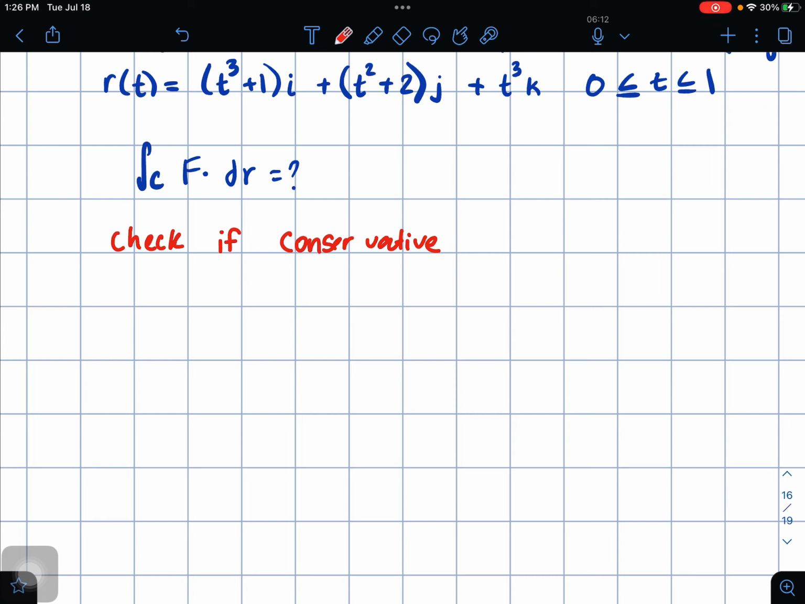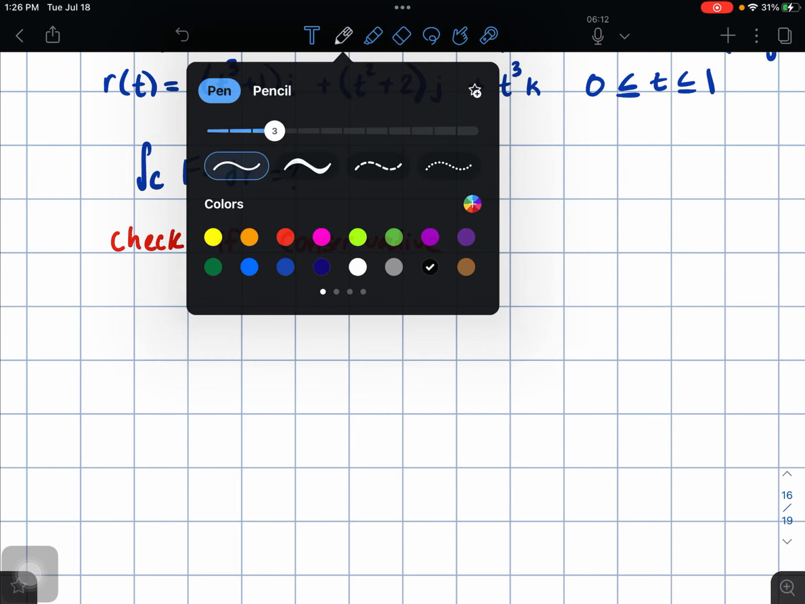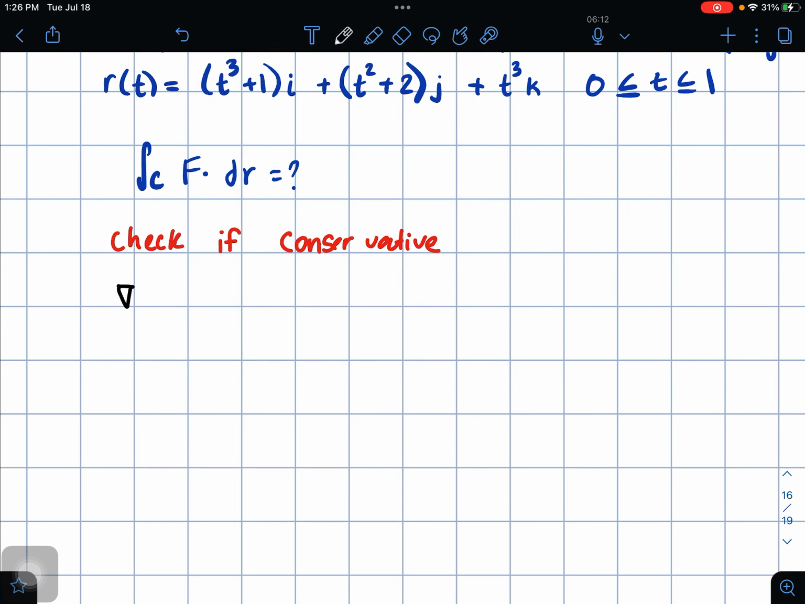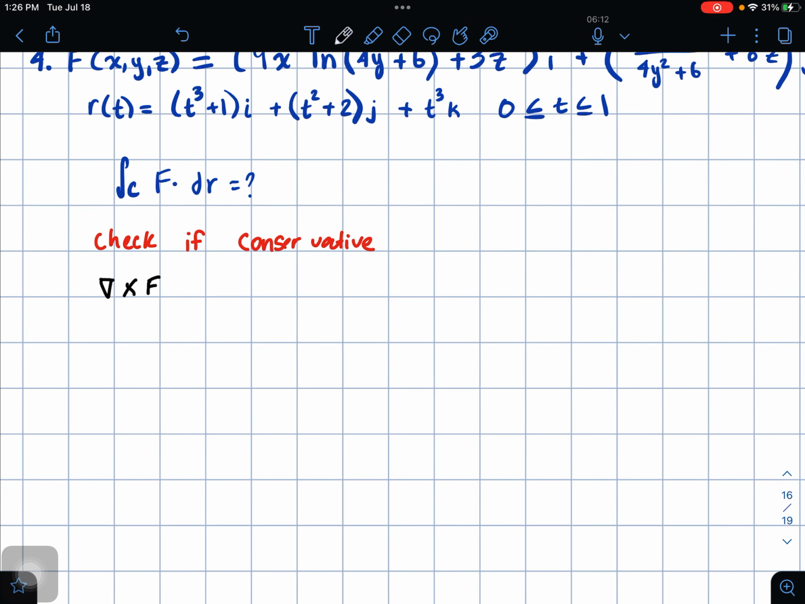The way you check is you have to check if the curl is 0. And the curl is defined by the gradient crossed with the function, right? And we have to check if this equals 0.